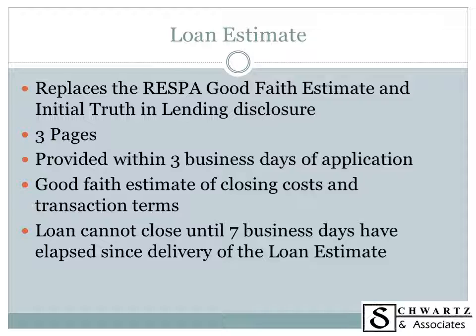The Loan Estimate should be a good faith estimate of the closing cost and transaction terms for this loan provided to the consumer. The reason for that is so that the consumer is allowed to shop around and decide if this loan is right for him or her. And then last on this slide, the loan cannot close until 7 business days have elapsed since the delivery of the initial Loan Estimate. Again, we'll talk about the business day definition here in just a few minutes, but they're given this 7-day waiting period so that they have time to evaluate the loan and make sure it's the right loan for them.